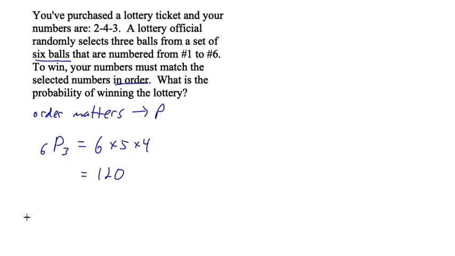Now, this next capital P stands for the word probability. So the probability of getting 2 and then 4 and then 3 is 1 out of 120. So we have a 1 in 120 chance of winning that lottery.